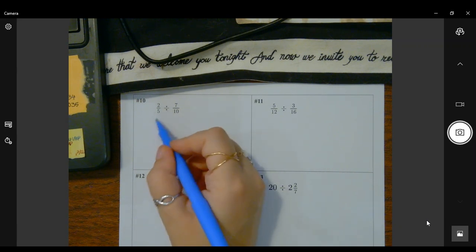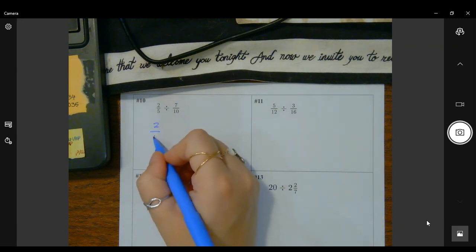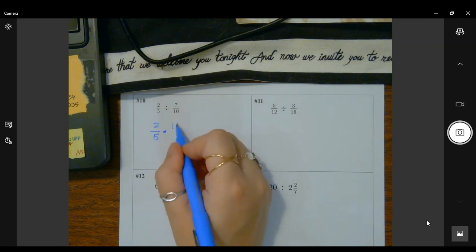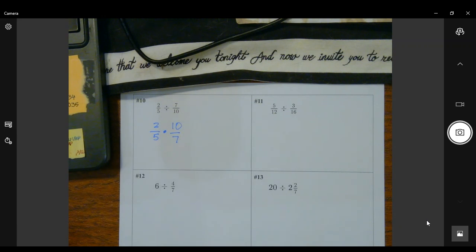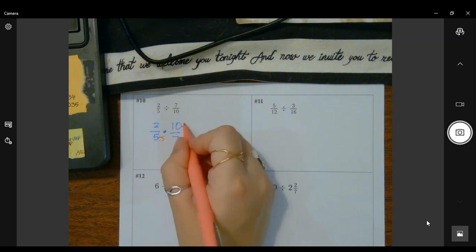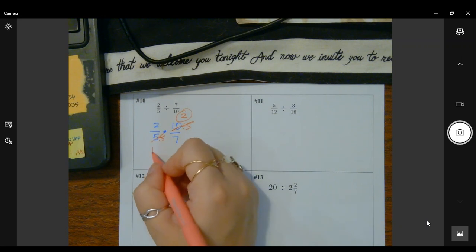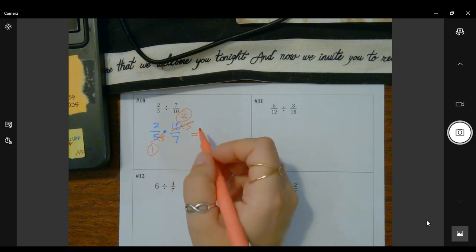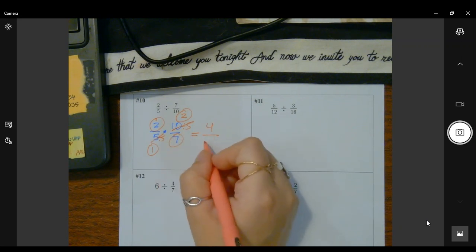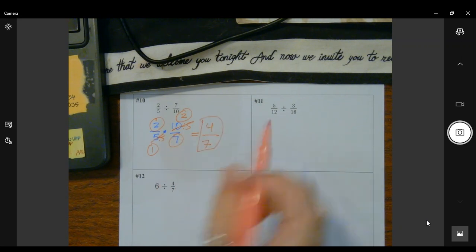So I'm going to keep the first fraction the same, change division to multiplication, and then flip that second fraction. Now it's just a multiplication problem like before. So these can't cross cancel, but these can by 5. 10 divided by 5 is 2, and 5 divided by 5 is 1. When you multiply across on top, 2 times 2 is 4, and on bottom, 1 times 7 is 7. It can't reduce, so I'm done.